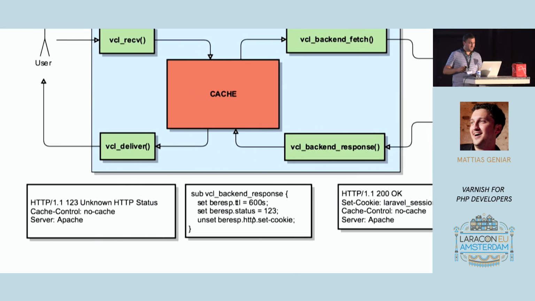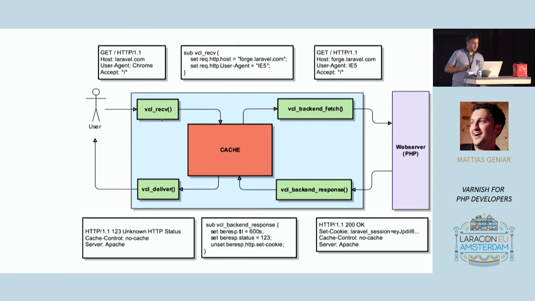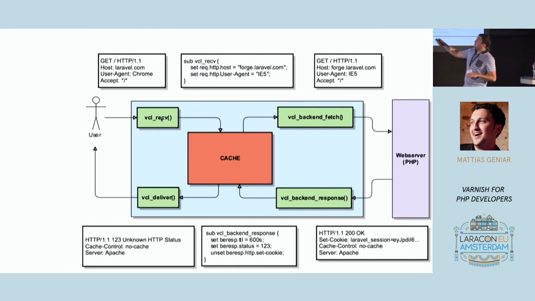So what comes out at the end is, AKA, what is your client receiving? It thought it was going to be getting a request for Laravel.com and claiming to be Chrome. At the end of the day, it's going to get an HTTP response with a 123 status code, in which case your browser is probably going to say, really, I don't know what to do with this. It's going to get a cache control of no cache, even though Varnish internally is going to be caching this response for 10 minutes. And it's going to say that it's an Apache.